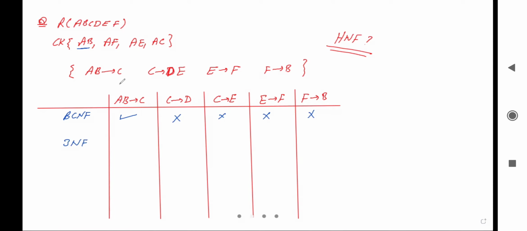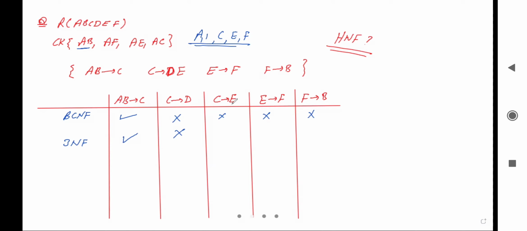So AB is a super key, so it is in 3NF. What about this one? C goes to D. C is not a super key. What about D? D is a prime attribute or not? D is not a prime attribute. What are the prime attributes? A, B, C, E and F. These are the prime attributes, right? So here D is not a prime attribute, so it is not in third normal form.